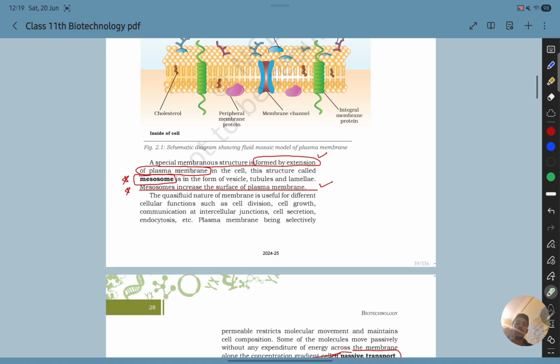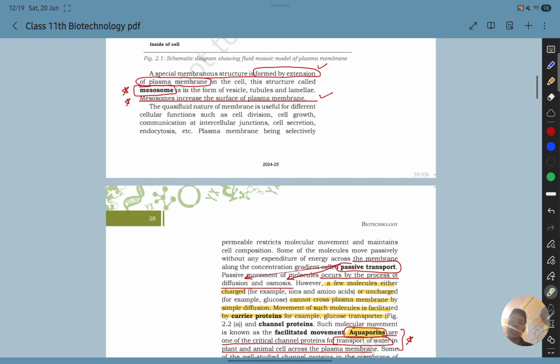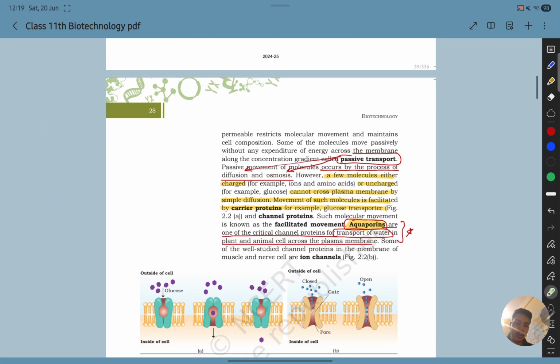The main thing about this book is that whenever a new term comes, they give it in bold. On analyzing the last 5 years of biology questions, I have seen that if something is marked in bold, UPSC or any competitive exam in which biology comes asks about it. So mesosomes are a simple extension of the plasma membrane. What is the use of mesosomes? They increase the surface area of the plasma membrane for gaseous diffusion and other things.